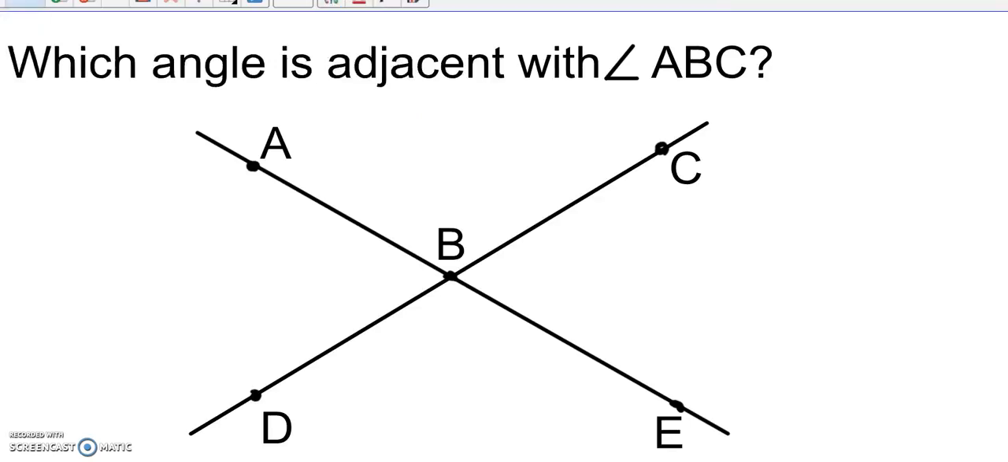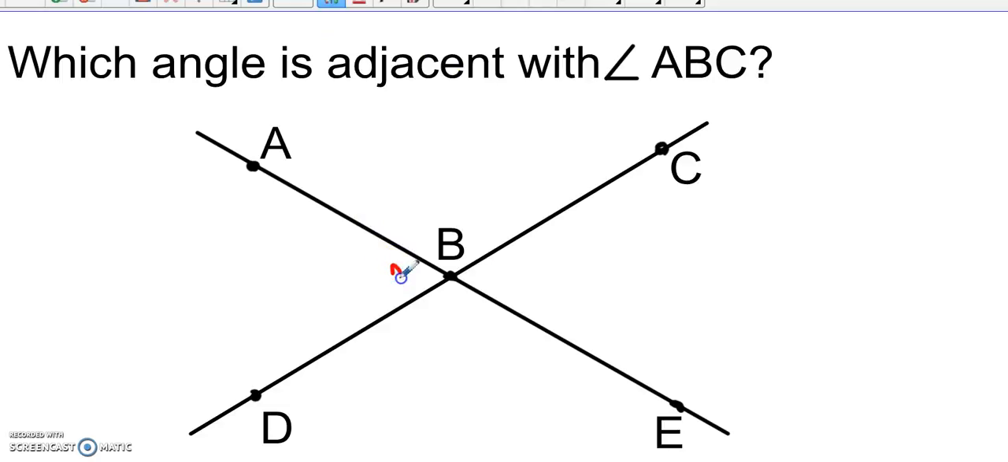On to the next one. Which one is adjacent with ABC? Well, adjacent just means next to. So if this one is ABC, right where the B is up here, and we can trace that off, A, B, C, and know that that's the one it's talking about. Well, adjacent means next door to. It means bumping right up against it. That would have to be either this one, or this one. Either of those would be considered adjacent.